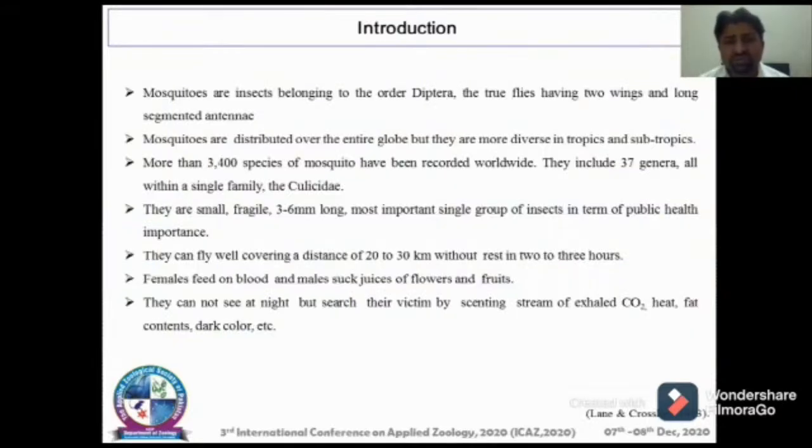They belong to the order Diptera. Diptera are true flies. They have two wings. Globally, they are everywhere. There are more than 3,400 species, including 37 genera.